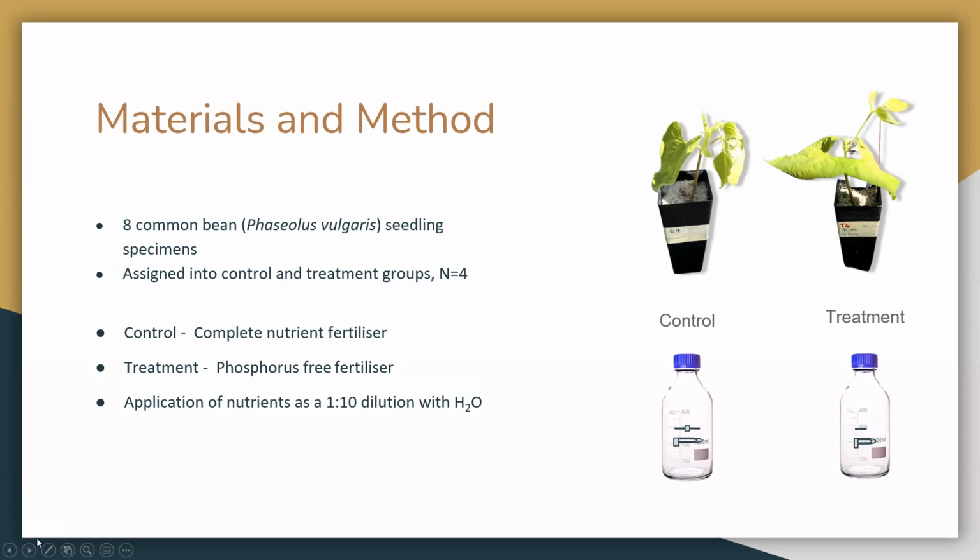Eight common bean seedlings were studied for 14 days under the same environmental conditions. They were screened to be of similar initial size, structure, and color. Subjects were split randomly into control and treatment groups of 4, and the initial measurements of seedlings were recorded. A complete nutrient fertilizer was used as the control, while the treatment solution was made using a phosphorus-free fertilizer. Both were diluted in a 1:10 ratio for application.